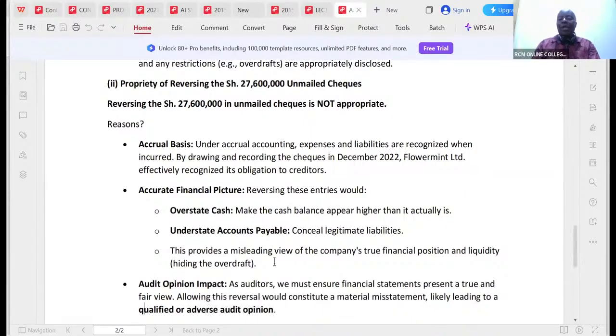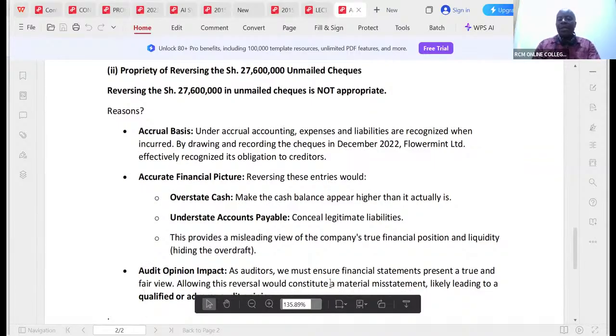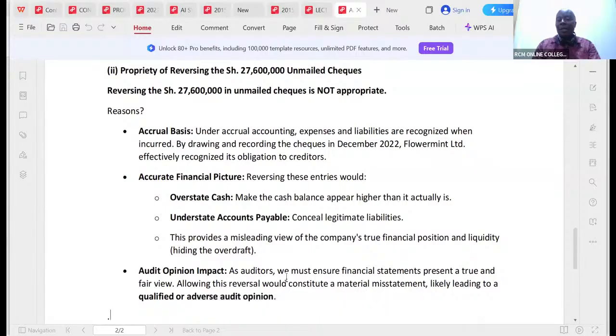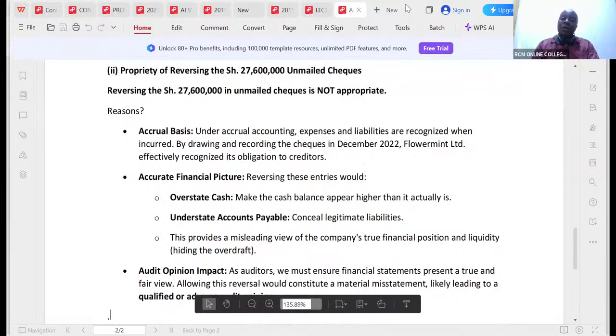Audit opinion: as auditors, we must ensure financial statements present a true and fair view. Allowing this reversal would constitute a material misstatement, likely leading to a qualified or even adverse audit opinion, depending on the materiality of this item. Ladies and gentlemen, the kind of reversal they are talking about is that now that these people have paid their creditors in 2023, they would want you to assume they paid these people in 2022.